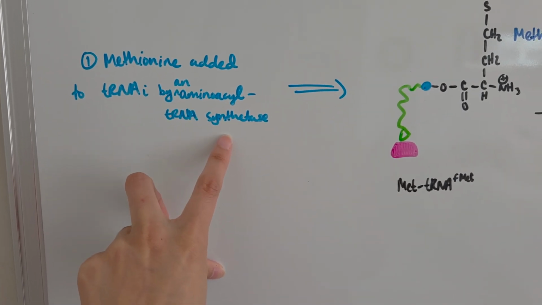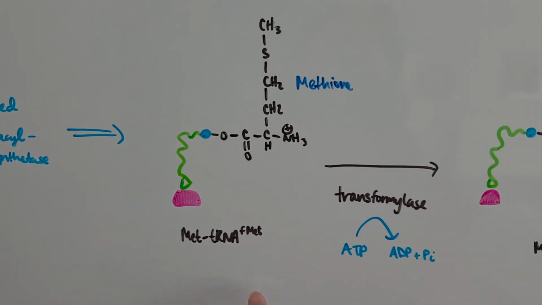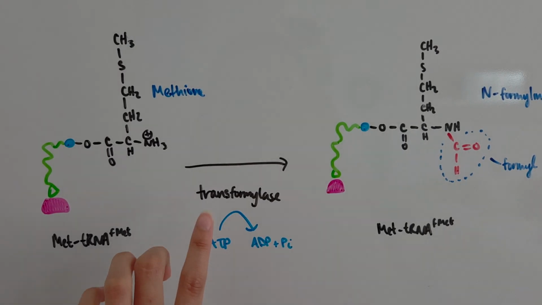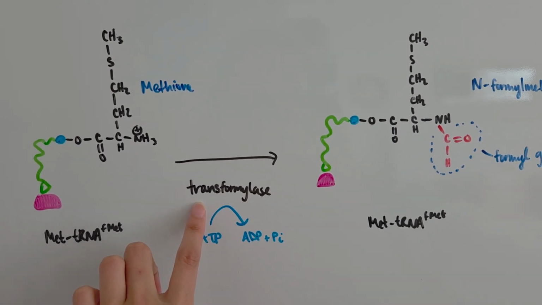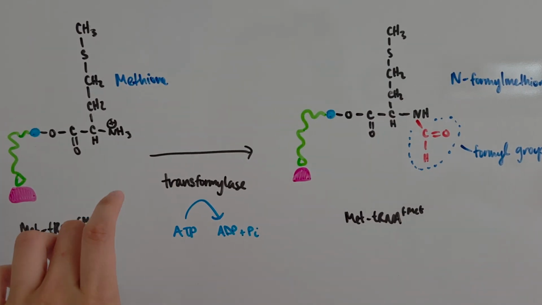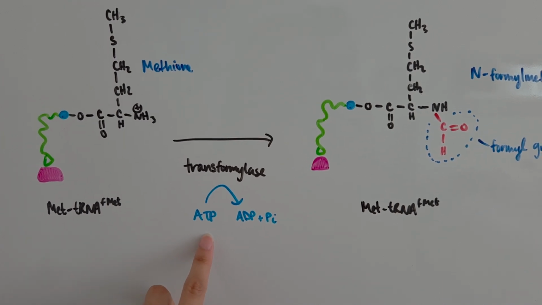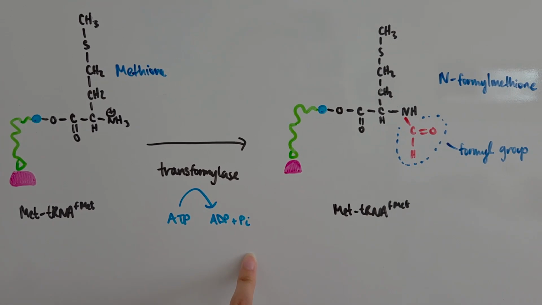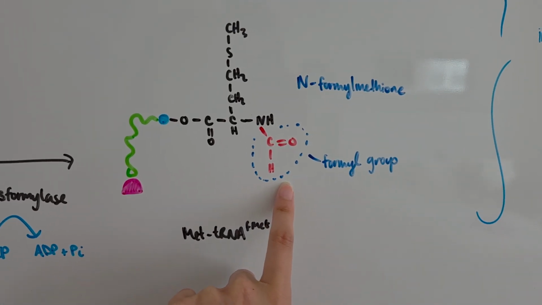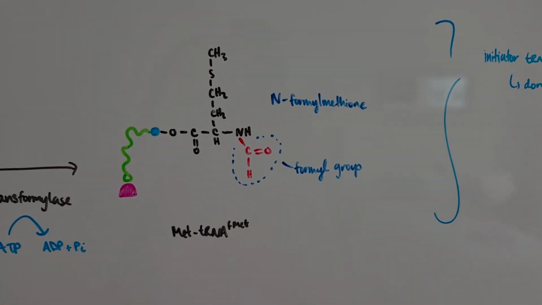Before this step, I have mentioned that methionine is added to the tRNA by an aminoacyl tRNA synthetase. That just adds that methionine, or just the amino group in general, to the initiator tRNA. But as I said before, the formyl group is going to be added to the amino group, creating an N-formylmethionine, and that's going to be your initiator tRNA. That's what activates your tRNA, so that's how we can put it in our P site. Otherwise, it's not going to work.